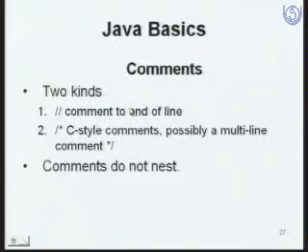Now we will discuss some more basic features of Java. The first is comments. How can you provide comments in a Java program? There are two ways. The first is this sign. This is the way you can provide one type of comment, but it has to be a one-line comment. So that is a comment to the end of the line.